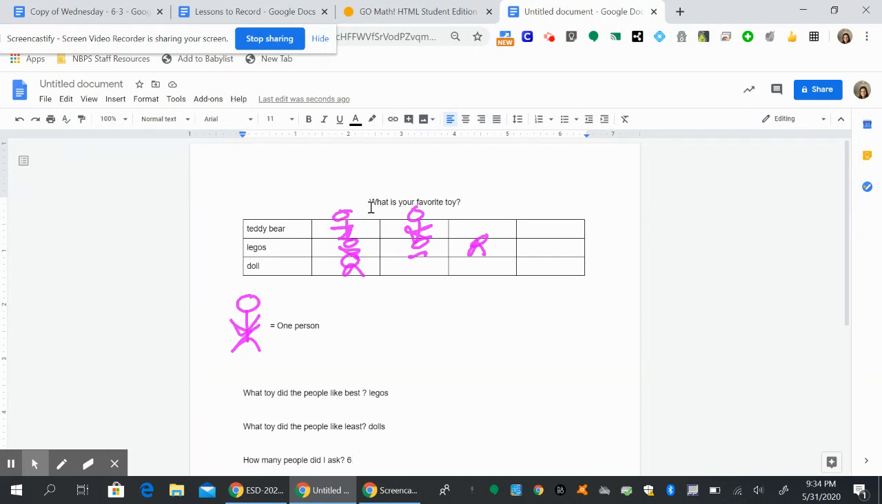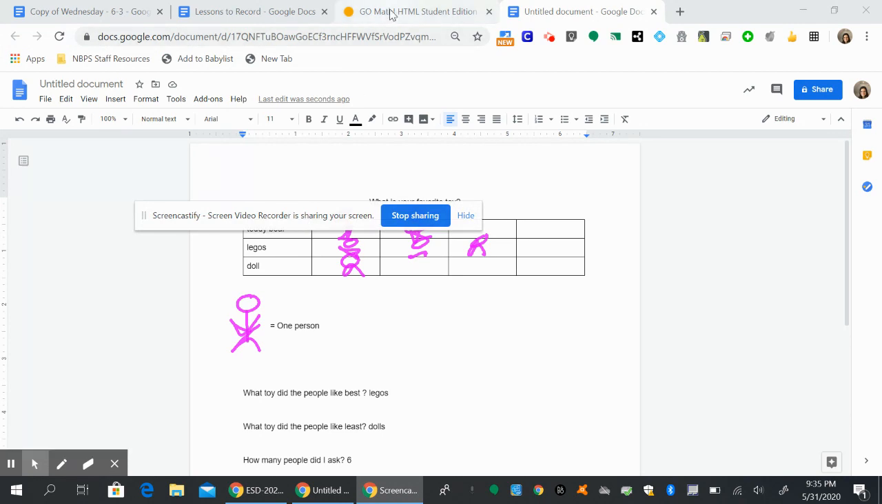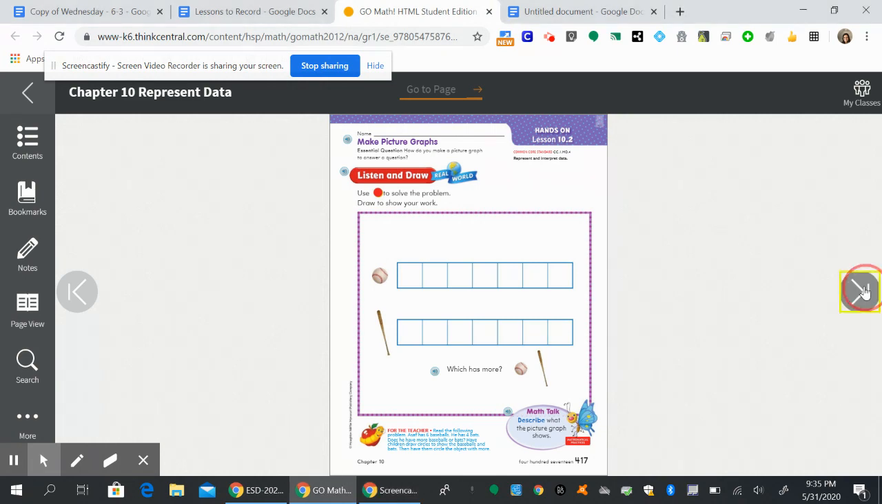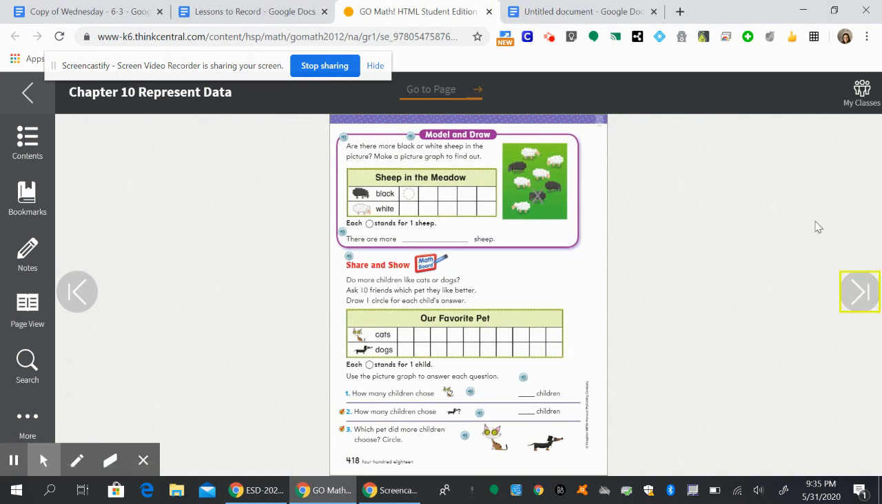Okay, you always need a title. You always need to show what the picture stands for. You need to tell us what you're voting for. So let's see. I don't think you're going to be doing this in your book today. But if we were in school, this is what we would have done. It would have been asking 10 friends what their favorite pet is. And it says each circle stands for one child. So when you gather the information, you write it. We can do this one together.